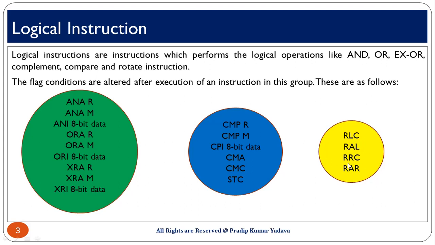One is RLC, RAL, RRC, RAR, and these instructions are very useful in 8085 microprocessor programming, because using these 4 instructions you can find whether a given number is negative or positive, whether a given number is odd or even. If you want to find the reverse of any number, you can find it using these. If you want to find half of any number by using rotate instructions, you can find it. If you want to find double of any number by using these instructions, you can easily find it. So, these are very useful instructions in 8085 microprocessor programming. So, let me discuss one by one.